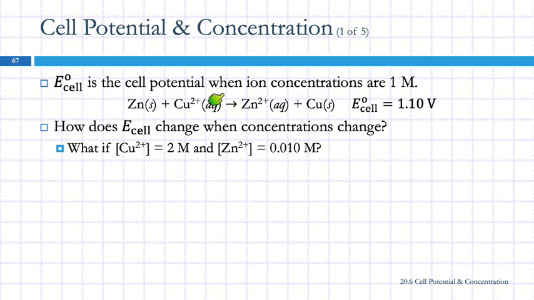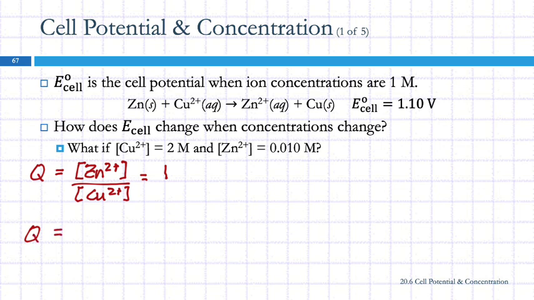Under standard conditions, what would Q be for this? The reaction quotient. It's going to be the concentration of zinc divided by the concentration of Cu2+, which is 1/1. If we change the concentrations, and we have 0.01 divided by 2, now we have a reaction quotient of 0.005.